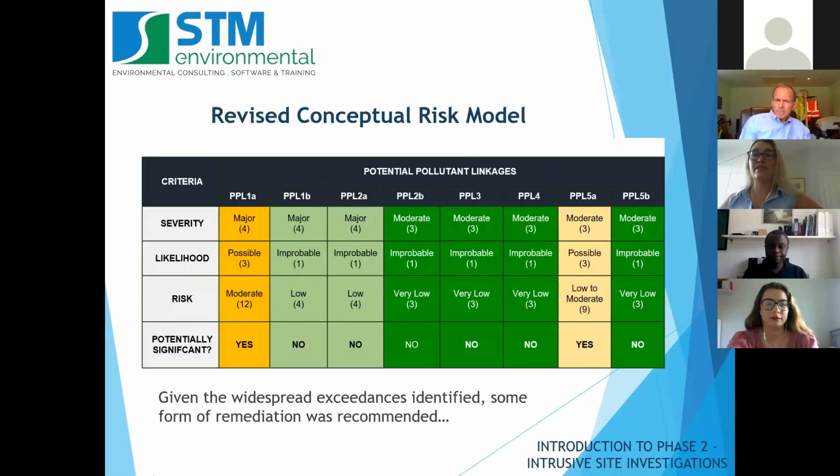Potentially significant potential pollutant linkages were identified as part of the DEST study, which were mainly concerned with the direct contact and inhalation risks to the on-site human health receptors, as well as potential damage to the proposed properties and associated services included in the proposed development.